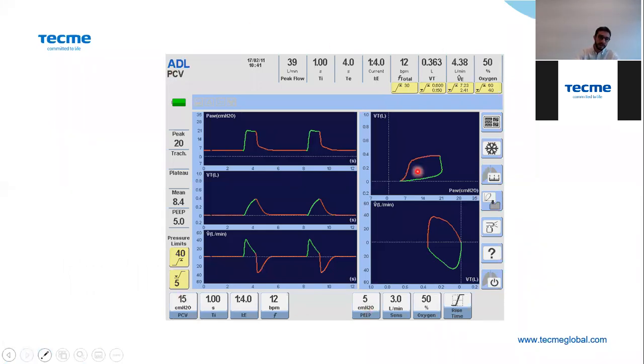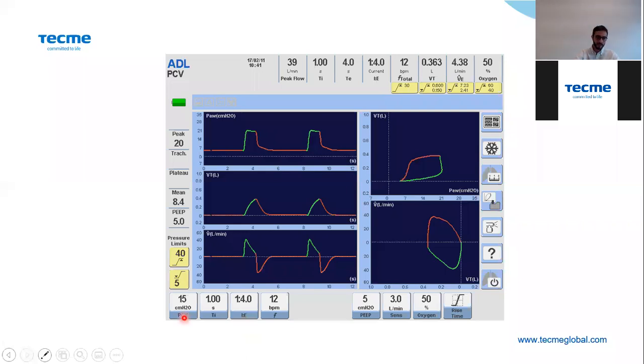So this is the ventilator screen. And here we have all the parameters to be set. The first one is the pressure, the inspiratory time, the frequency, the PEEP, the inspiratory sensitivity, the oxygen concentration, and the rise time.